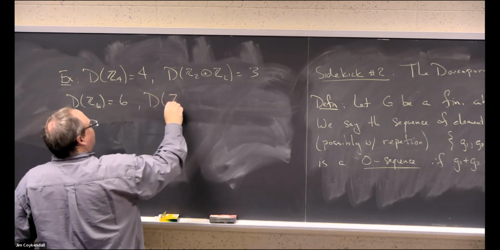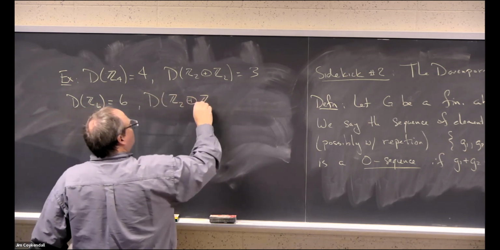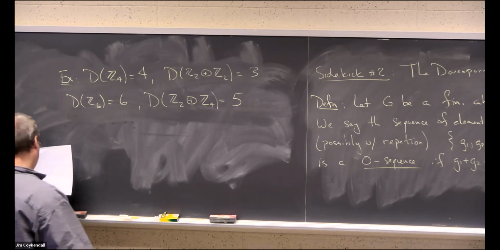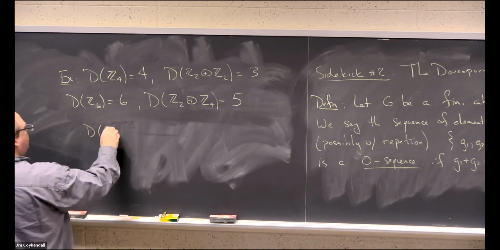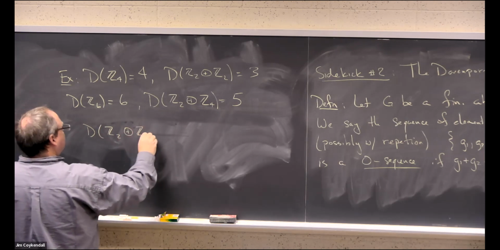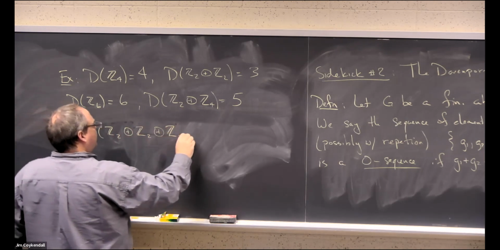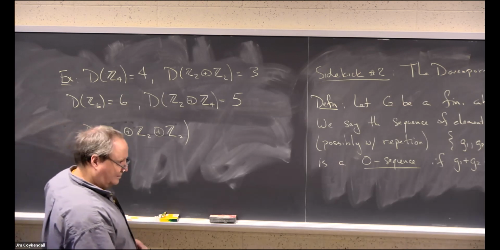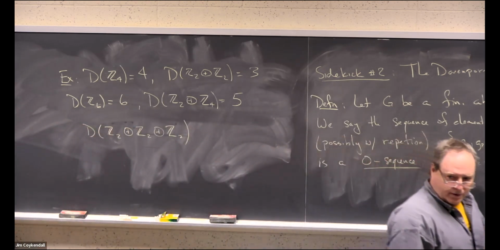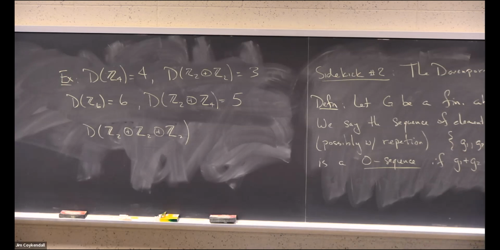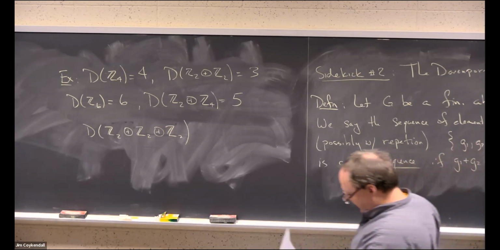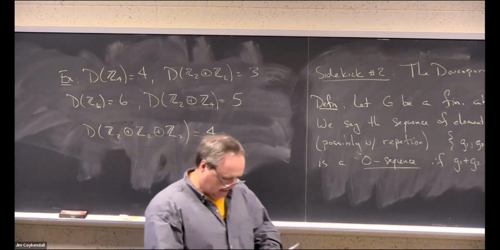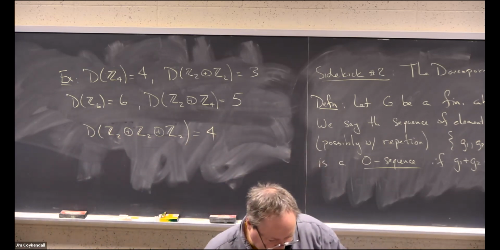The Davenport constant of C2 direct sum C4 is actually 5. And the Davenport constant of 3 copies of C2, well, let's see: 1 0 0, 0 1 0, 0 0 1, 1 1 1. And it turns out that that is an example of a maximum. So play around with that just for fun.